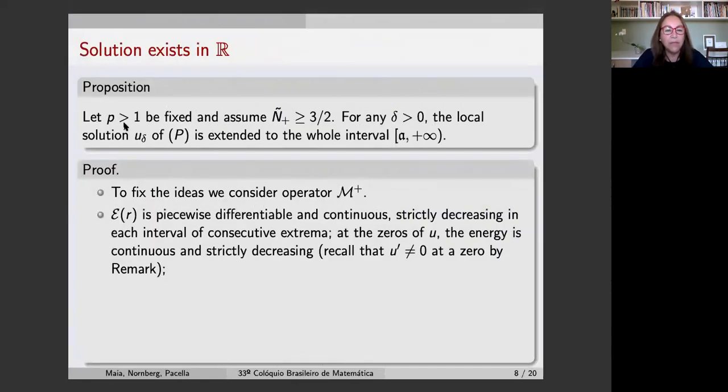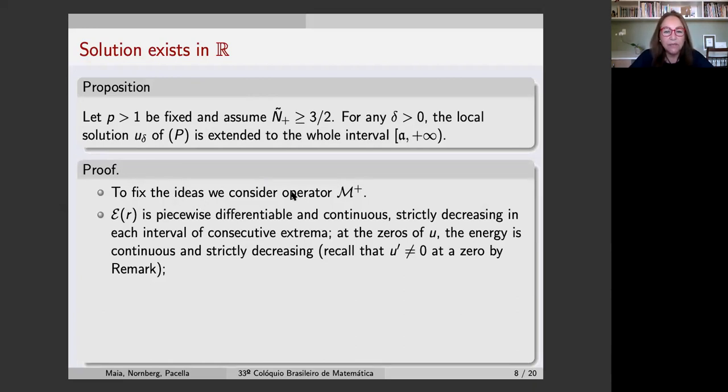Proposition: let p be bigger than 1 be fixed, and assume that ñ⁺ is bigger or equal to 3/2, which is natural for us because for the whole setting in our notes, we are with this bigger or equal to 2. For any delta bigger than 0, the local solution u_delta of the initial value problem is extended to the whole interval a to plus infinity. So we are showing this proposition that we have a solution in the whole segment of line from a on.